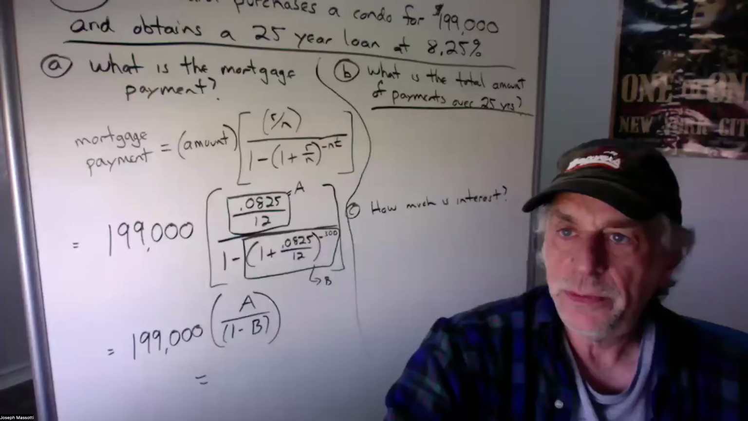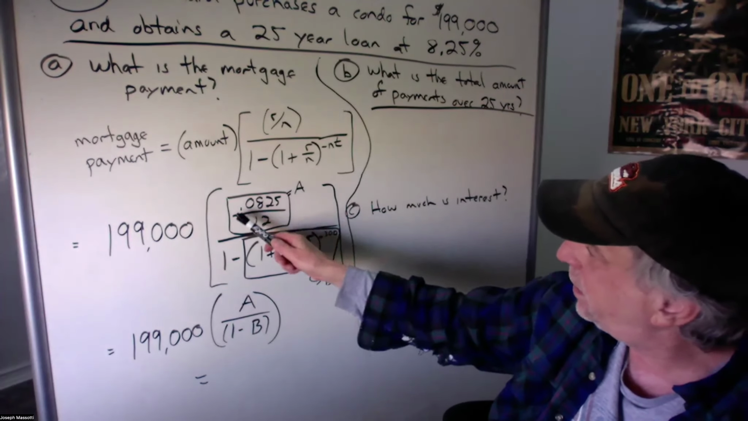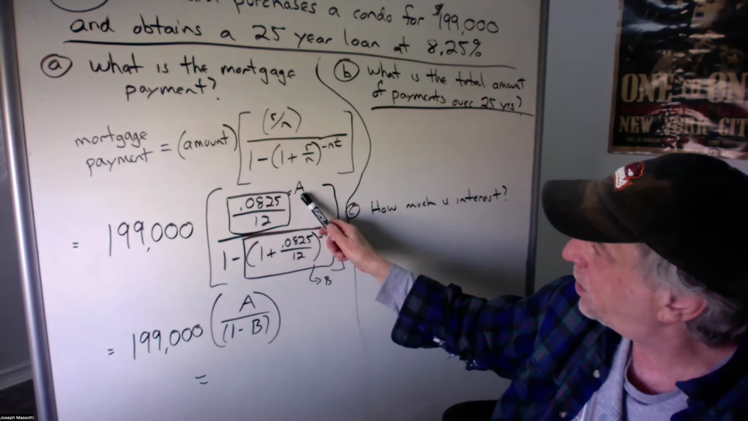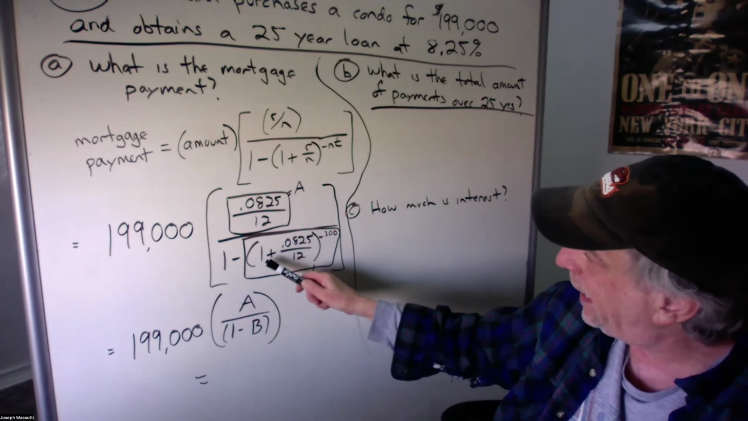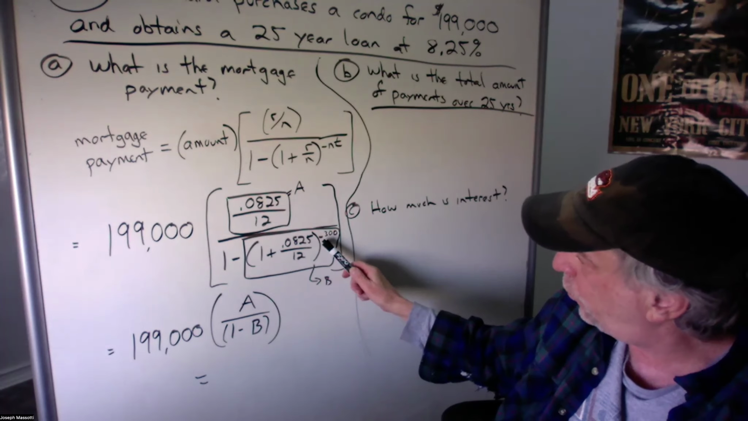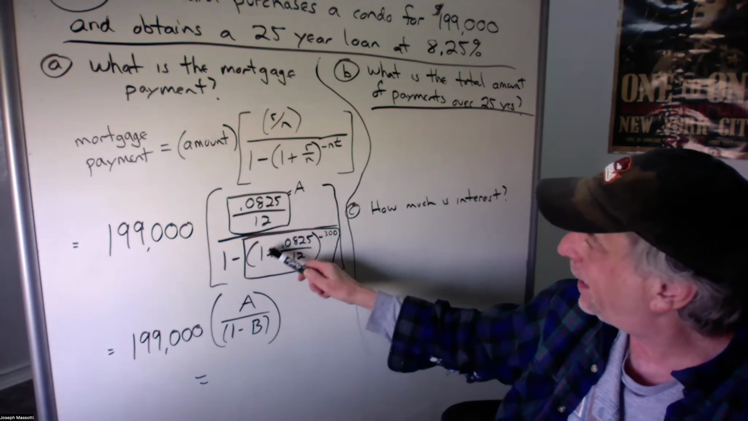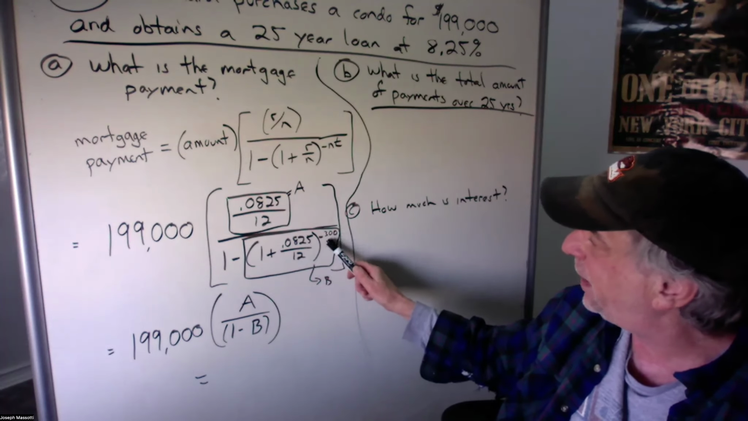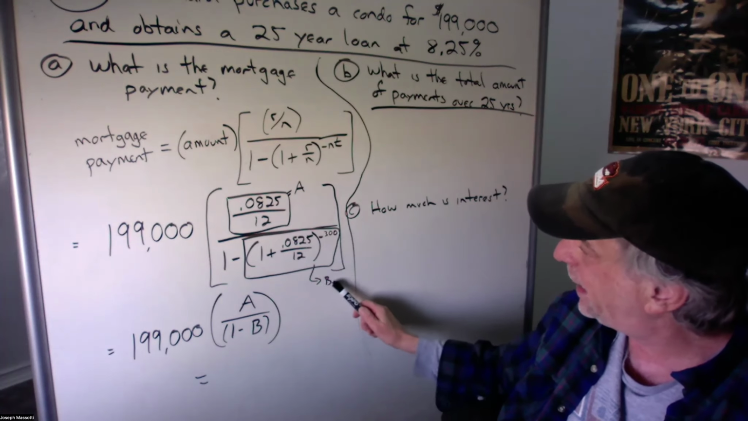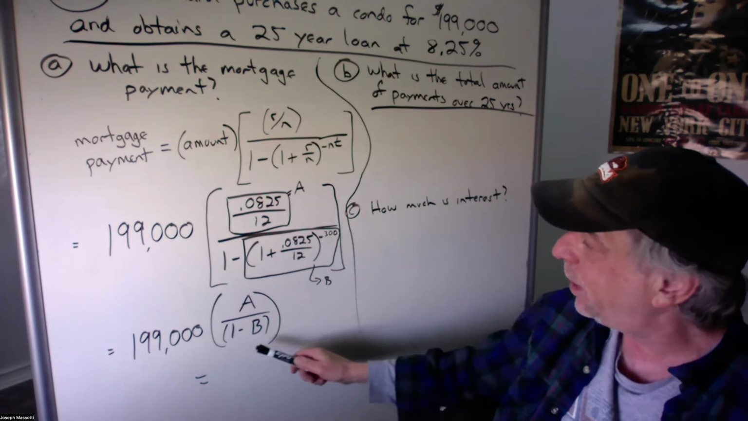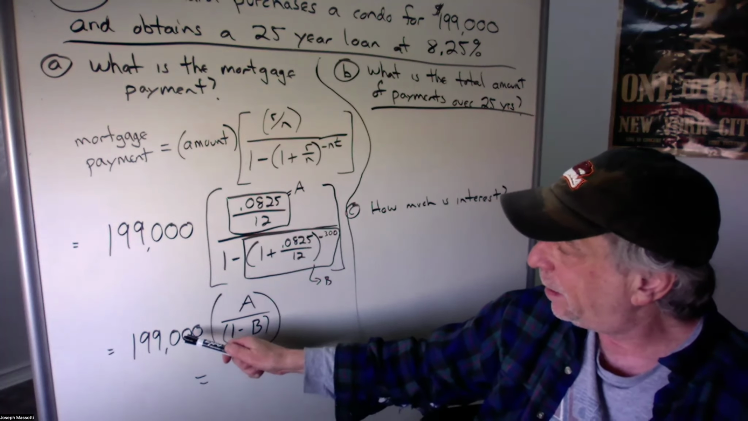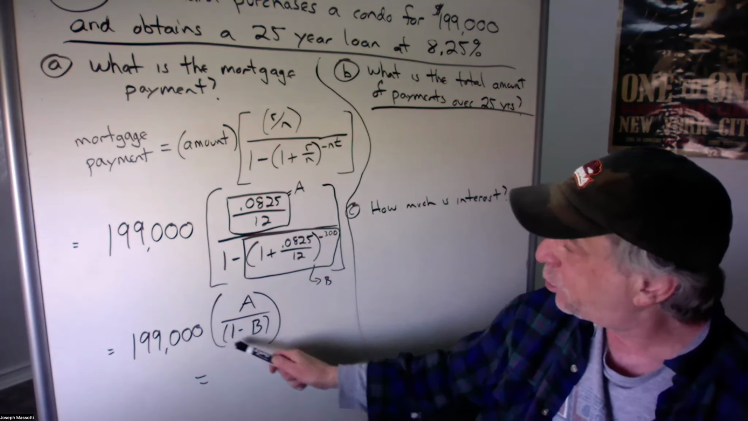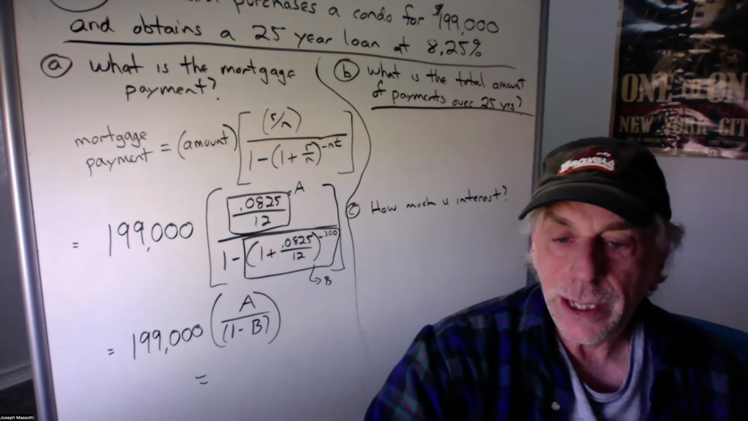All right, so just to review what we just did, we took this ratio and stored it to the letter A. We added 1 to it and raised that number to an exponent of negative 300. We stored that to the letter B. So now all we have to do to get the monthly payment is multiply the amount of the loan by this ratio. That's what we're going to do now.